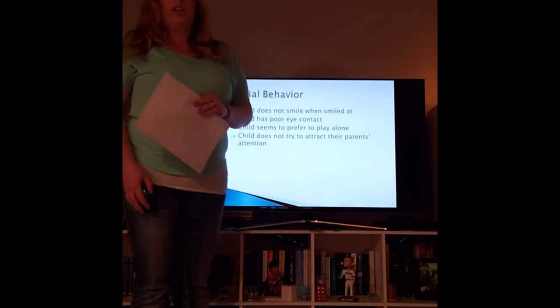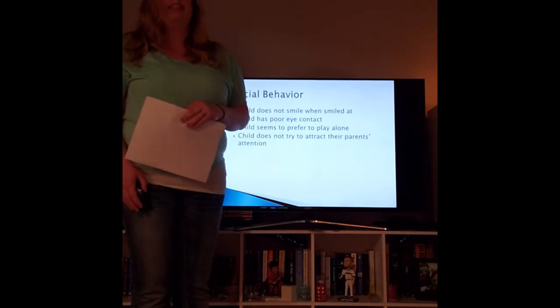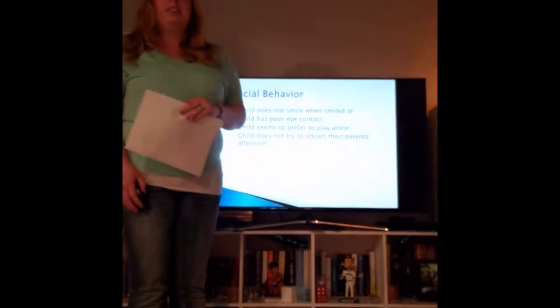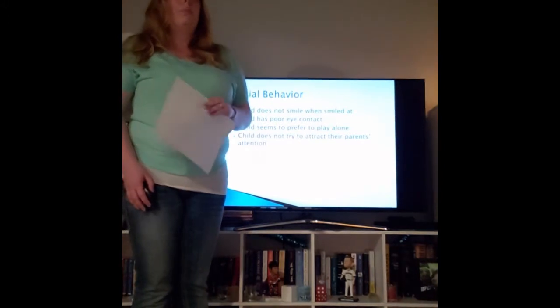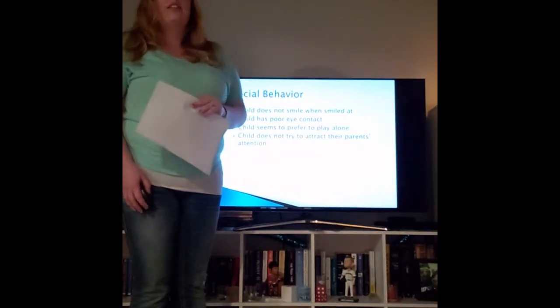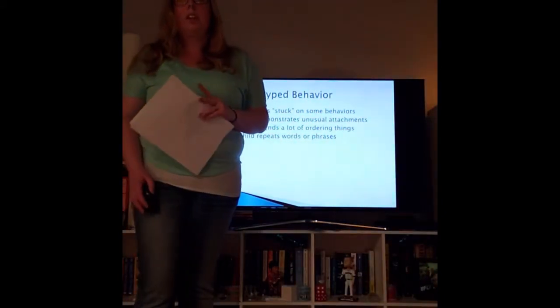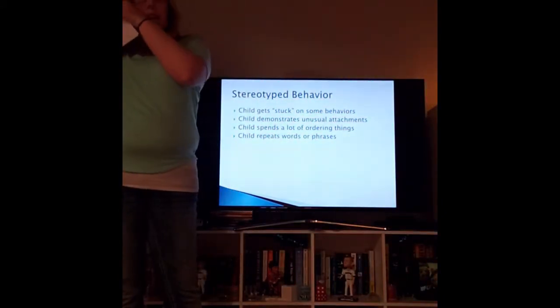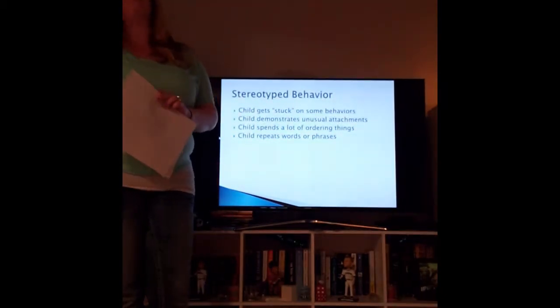The social behavior category includes some of the following behaviors, and again, this is not a complete list. The child does not smile when smiled at. The child has poor eye contact. The child seems to prefer to play alone, and the child does not try to attract the attention of their parents.